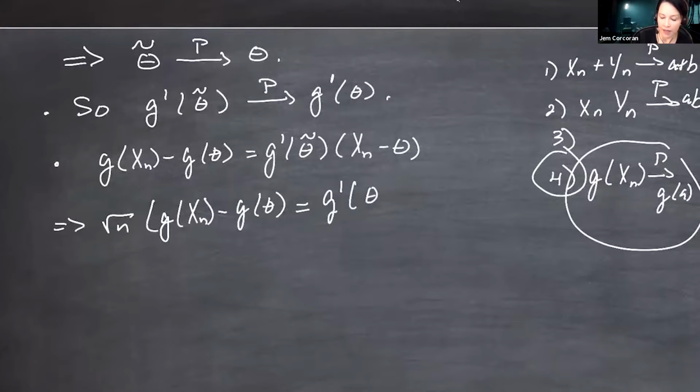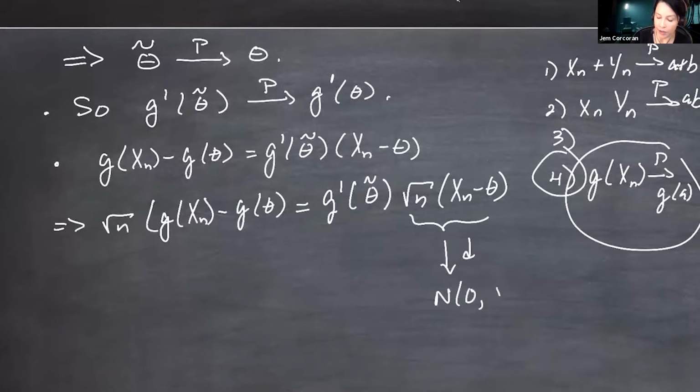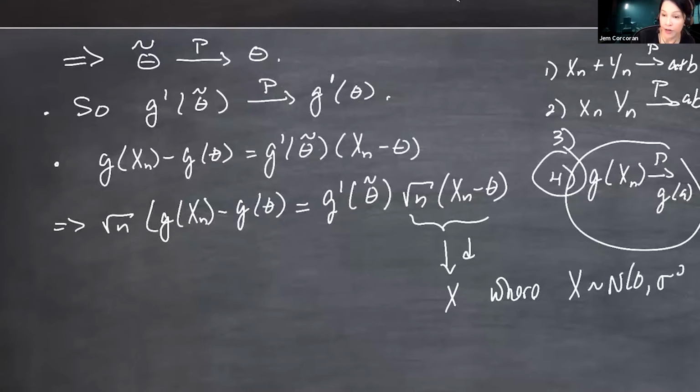So g prime theta tilde times square root of n times (Xn minus theta). And then we're done, because this guy, by assumption, is going in distribution to a normal 0, sigma squared. And let me just be a little more specific here. It's going in distribution to a random variable X, where X is normal 0, sigma squared. And this g prime of theta tilde is converging in probability to g prime of theta, theta being the fixed constant, theta tilde being a random variable.